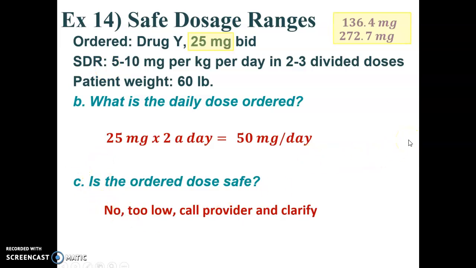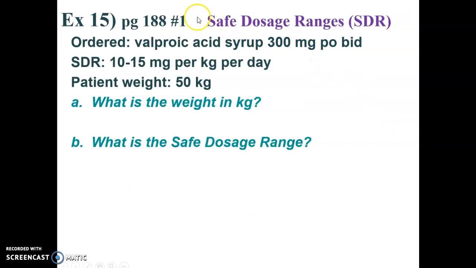Okay, let's move to number 15. Number 15, we've got an order for valproic acid syrup, 300 milligrams by mouth twice a day. Safe dosage range says 10 to 15 milligram per kilogram per day, and our patient weighs 50 kilograms. So, check your frequency.